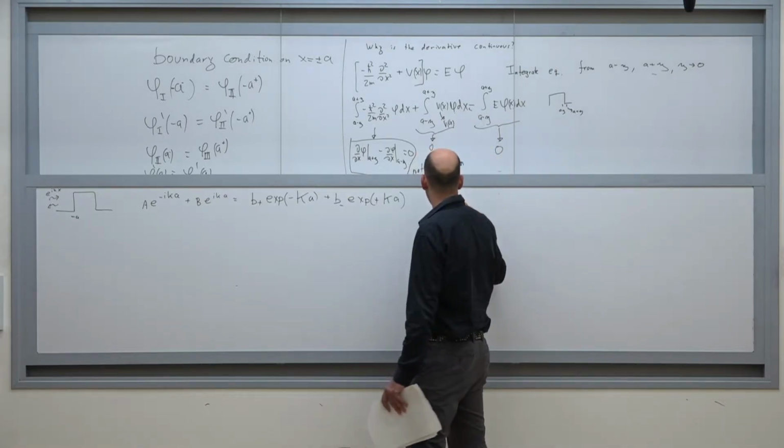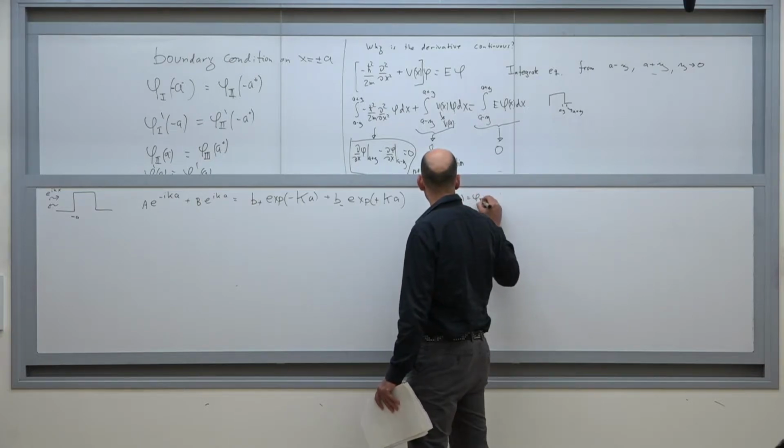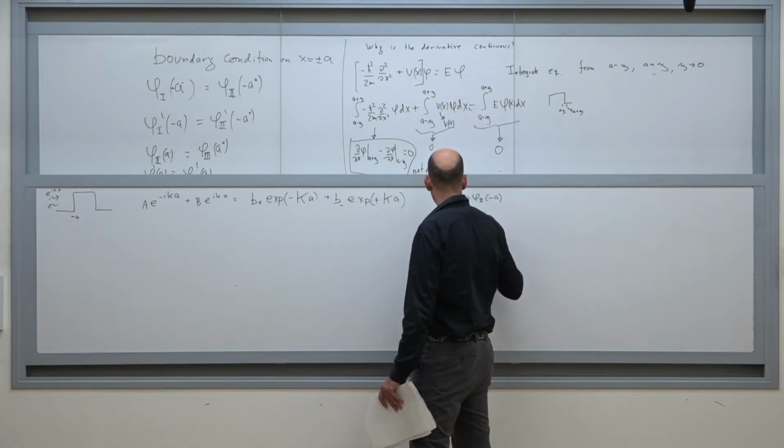So this is phi 1, phi 2 at minus A. Now the derivative.